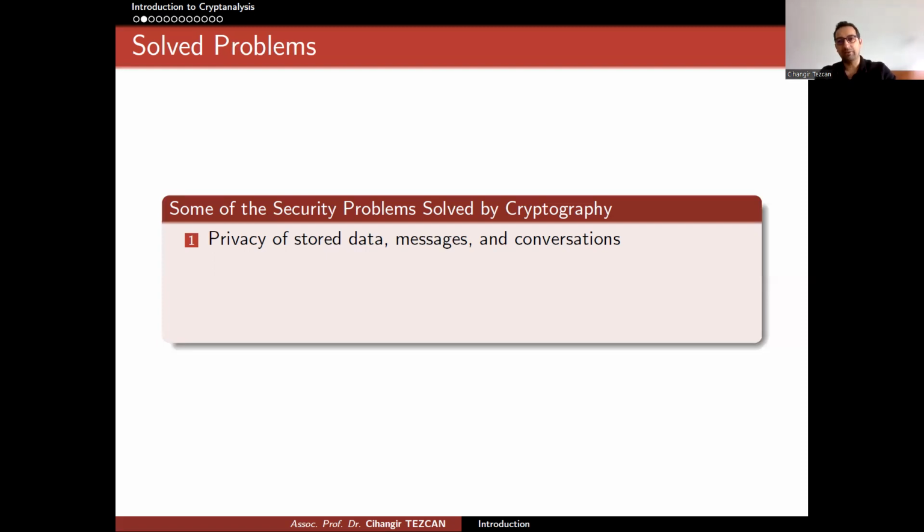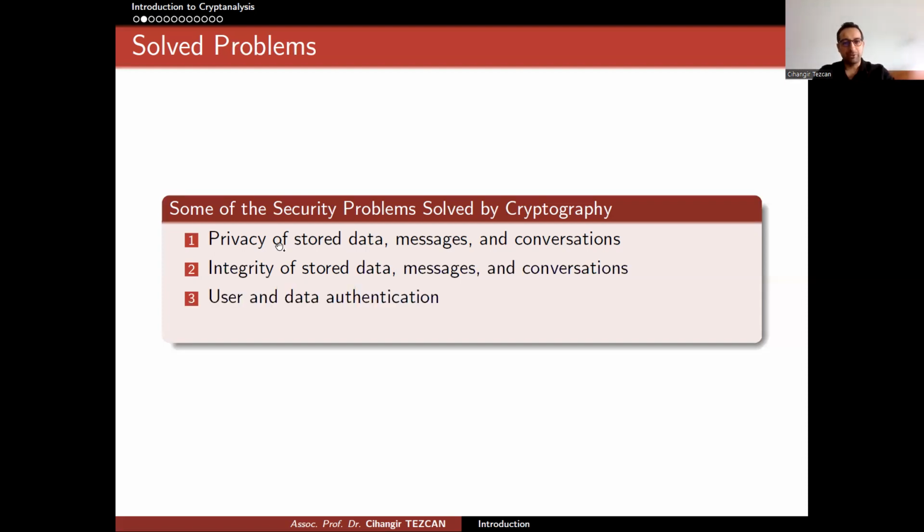So actually, cryptography solves this privacy or confidentiality problem in three cases: where data is at rest, in transit, and in process. We also solve the integrity of these cases. We can provide the integrity for any data in transit or at rest. It doesn't matter. This way, we know that the data hasn't been modified or changed during the transmission or during the storage.